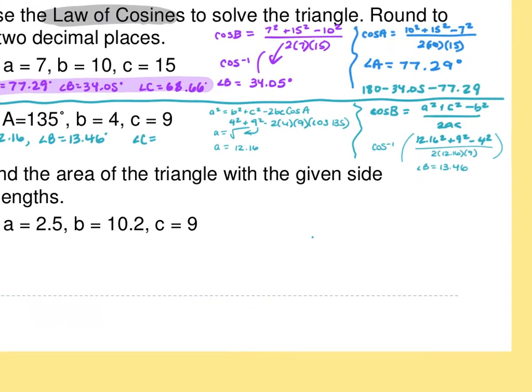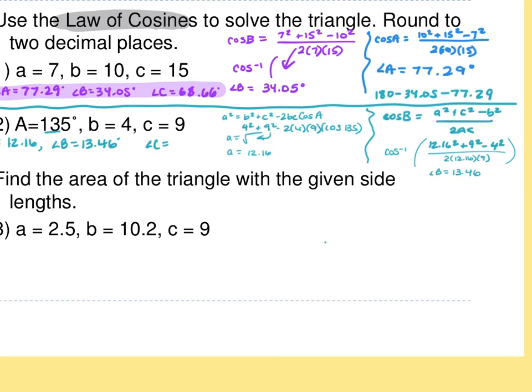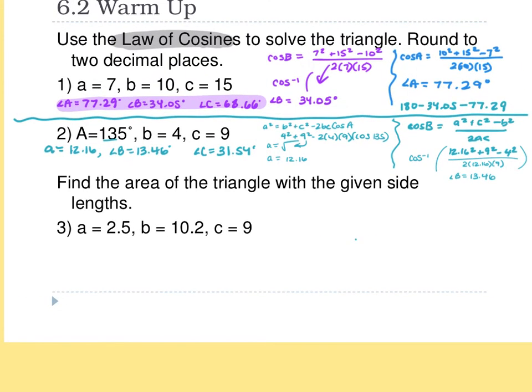And then I can find angle C by subtracting A and B from 180. So 180 minus 135 minus 13.46, and I get 31.54. You could also do cosine of A or cosine of C on that last angle to check that as well. But again, I would wait until you have extra time at the end of your quiz.